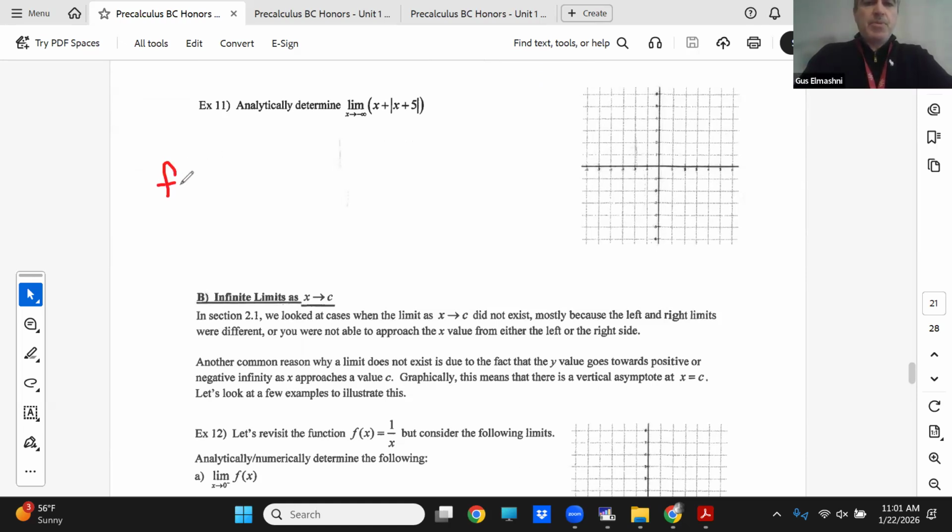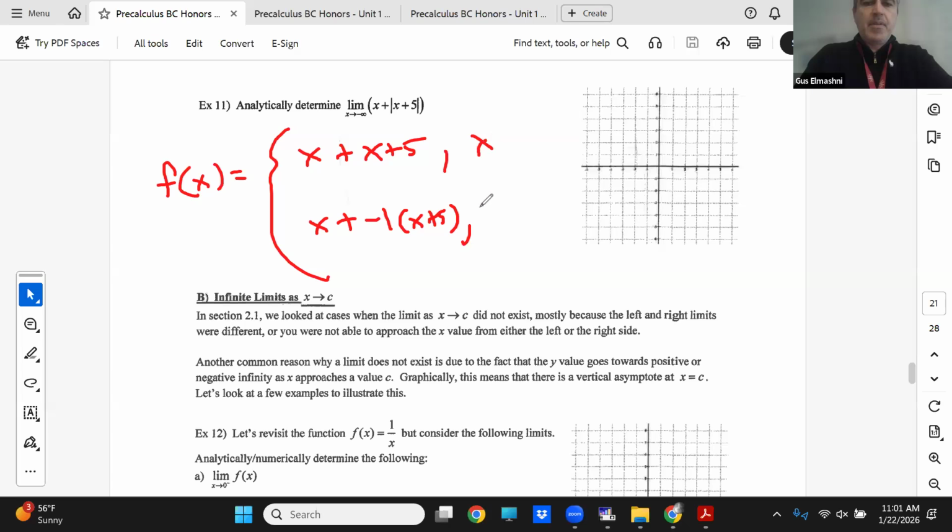Let's rewrite this as a piecewise function. Hope you guys are feeling a little better about that. Okay, we got it teed up here. All right, x plus 5, x plus the negative counterpart of x plus 5. Remember, x plus 5 is an absolute value function.